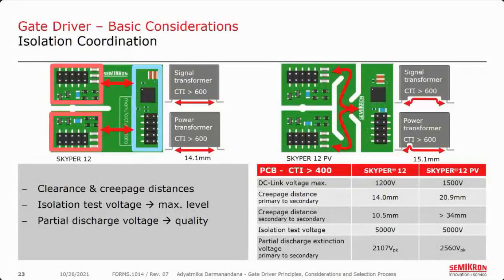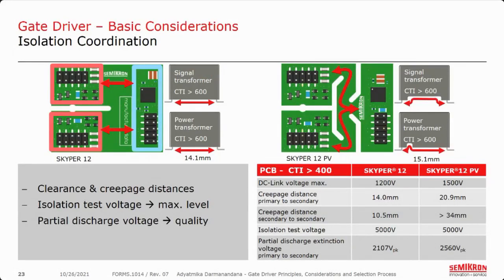Now we are going to talk about the isolation coordination. It tells us mainly about the isolation between the primary side or low voltage side in blue and the secondary sides in red, but also between the secondary sides. The isolation is secured by the clearance and creepage distances, as well as the material type, in this case the PCB and the transformers.